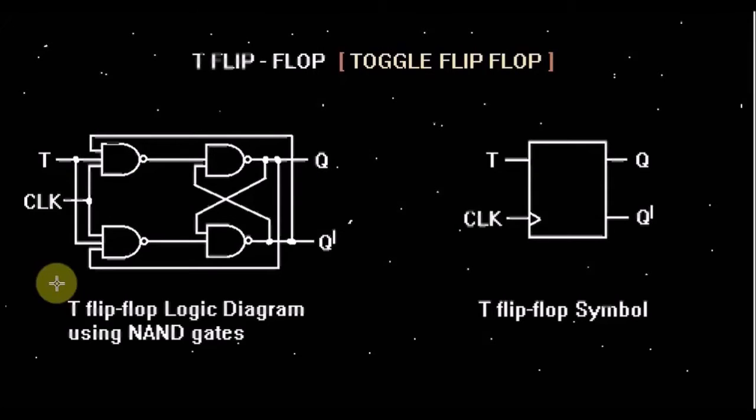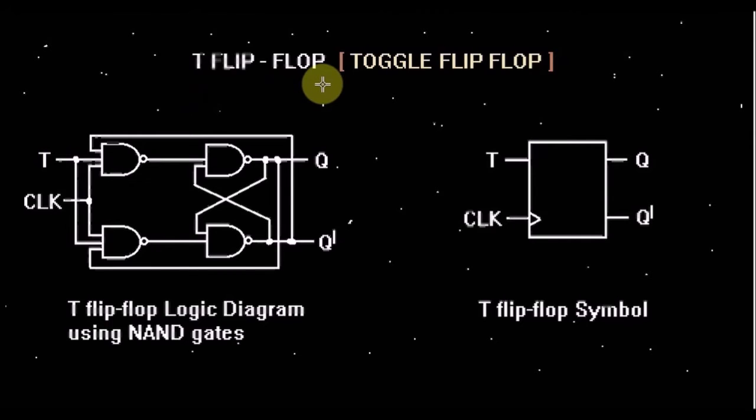Here is the logic diagram of a T flip-flop using NAND gates. And on the right side is the symbol of the T flip-flop with an input T and a clock, with an output of Q and Q prime. Since the basic circuit of a toggle flip-flop is identical to a JK flip-flop, where we shorted the J and K terminals, resulting in the T flip-flop.